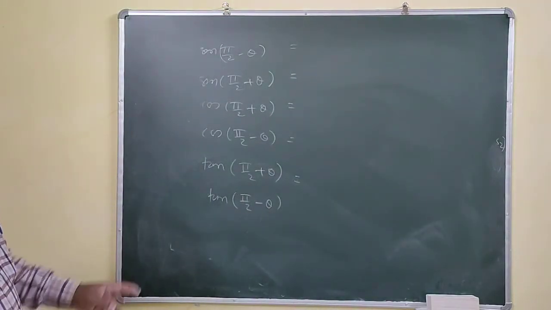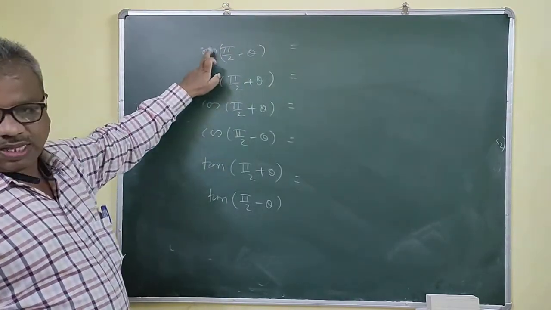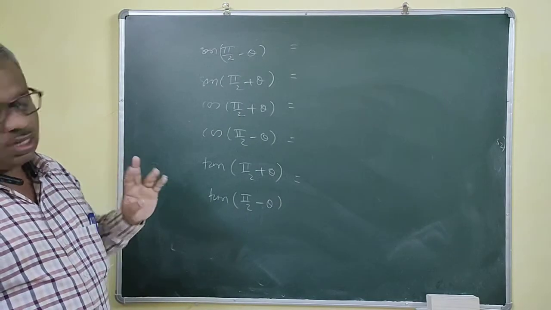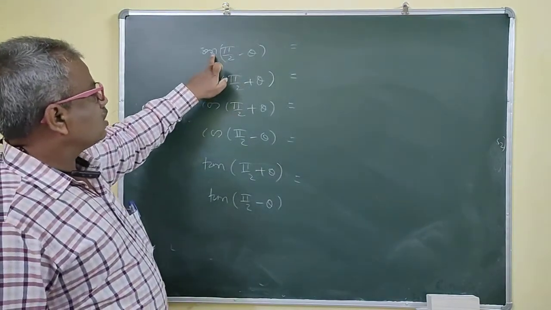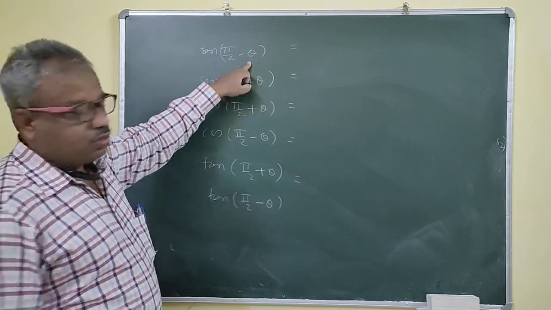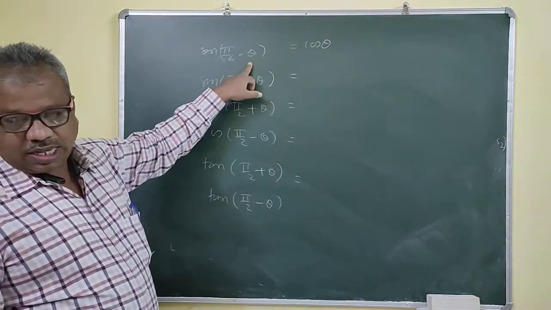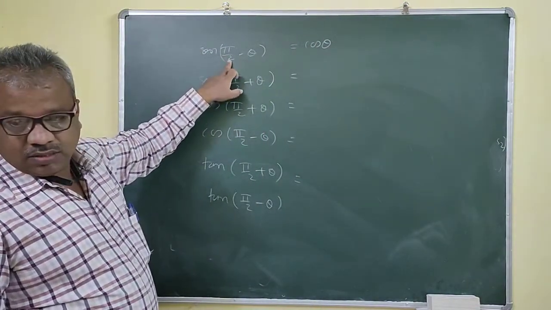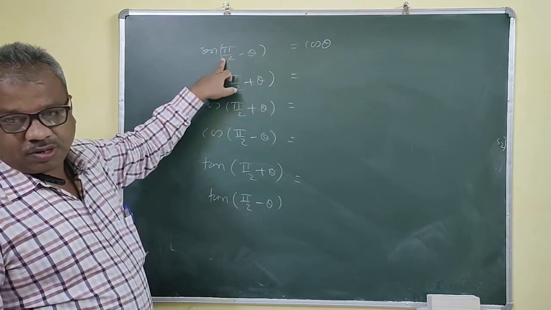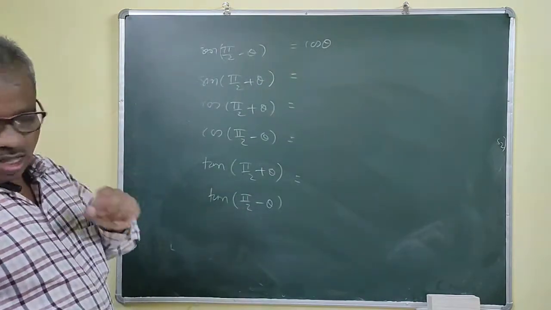Already you know the formula for sine A minus B, right? You know that cos pi by 2 is 0 and sine pi by 2 is 1. What is the first term? Sine pi by 2 cos theta. Sine pi by 2 is 1, so this is cos theta. The second term is minus sine theta cos pi by 2, but cos pi by 2 is 0. There is no second term, so only cos theta.